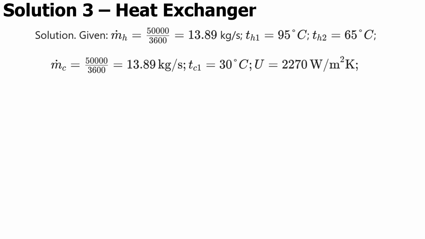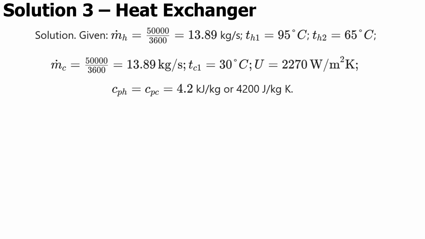Now the mass flow rate of the cold water, mc dot, is 50,000 kilograms per hour, which converts to 13.89 kilograms per second. Its inlet temperature, Tc1, is 30 degrees Celsius, and the overall heat transfer coefficient, U, is 2270 watts per square meter Kelvin. The specific heat capacity for both hot and cold water, Cph and Cpc, is 4.2 kilojoules per kilogram Kelvin, or 4,200 joules per kilogram Kelvin.